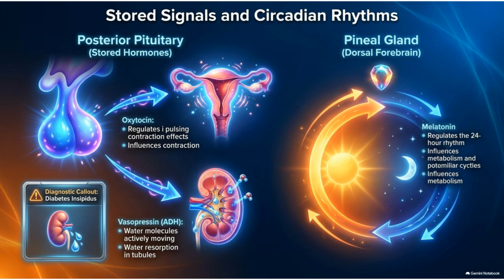Oxytocin acts on smooth muscles and stimulates their contraction. In females, oxytocin produces vigorous contraction of the uterus during childbirth. It also stimulates milk ejection from the mammary glands.